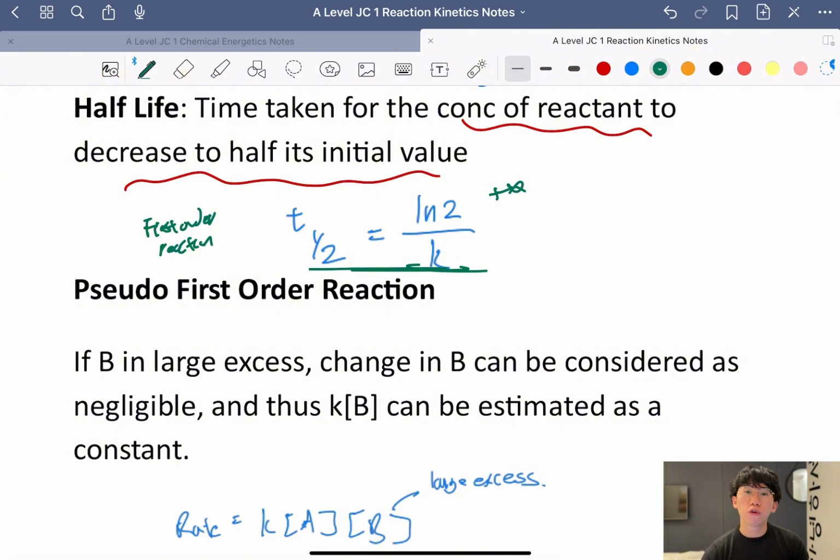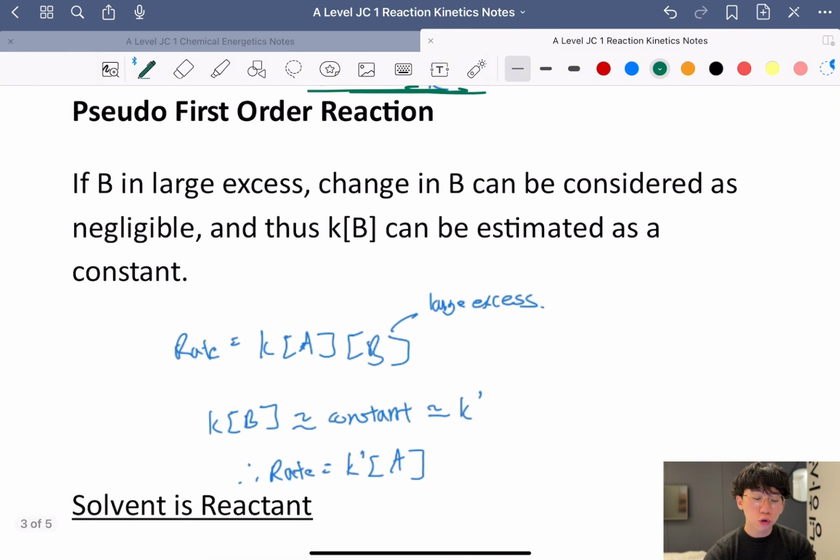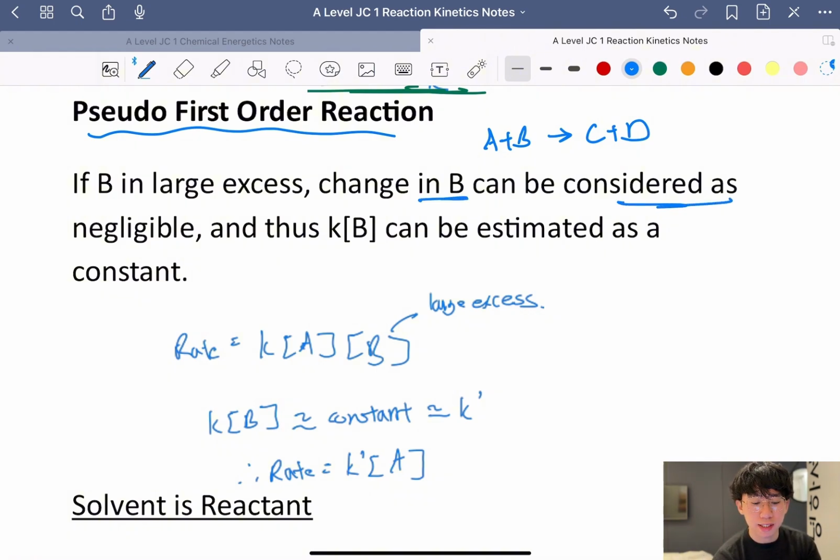Now we move on to pseudo first order reactions. Pseudo first order reactions, as the name itself suggests, are not really first order reactions, but experimentally we have a way to make it such that it is a first order reaction. For example, in a typical reaction where A plus B gives C plus D, if B is in large excess, a change in B can be considered negligible, and thus your k[B] can be estimated as a constant.